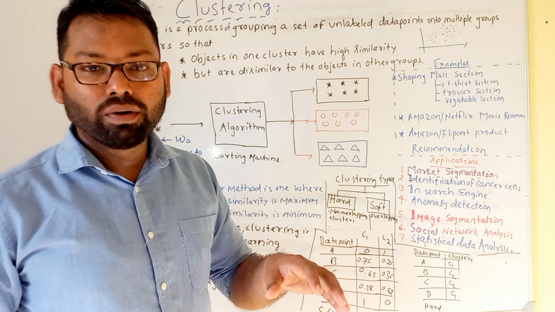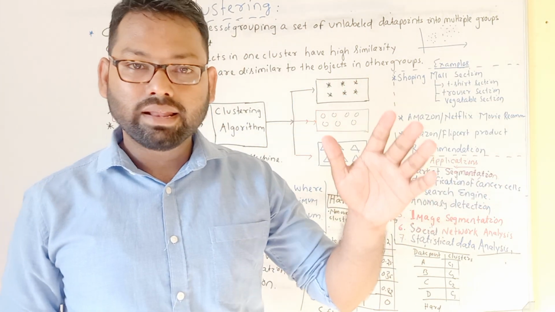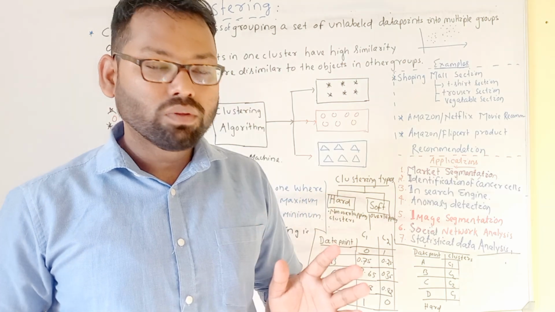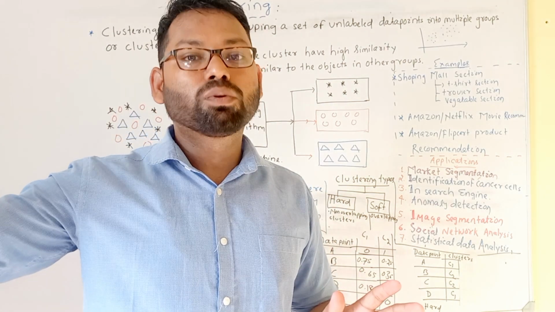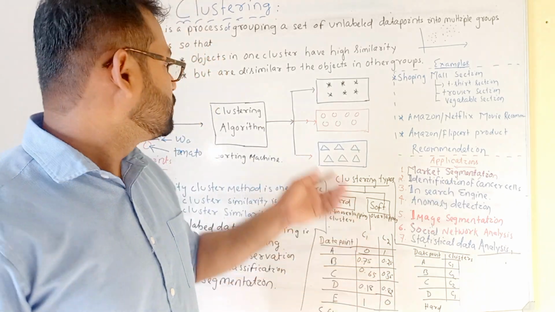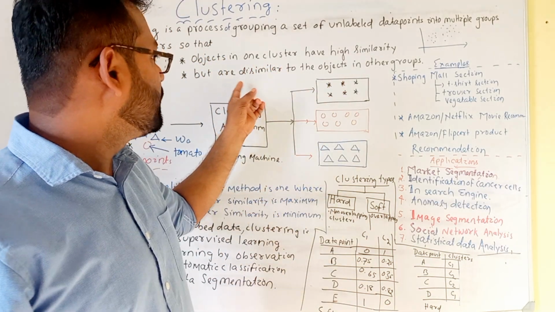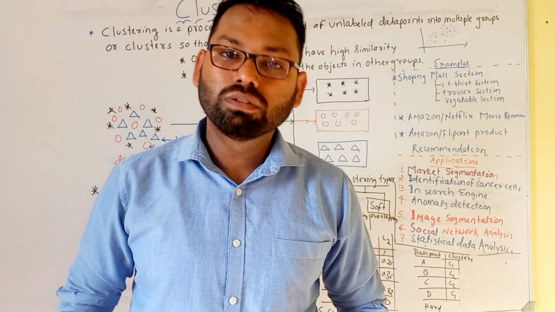So if a data point belongs to cluster 1, the samples inside it are more similar to each other compared to if I take another object from cluster 2. If I compare, their similarity is less. So objects of one cluster have higher similarity but are dissimilar to the objects of other clusters.